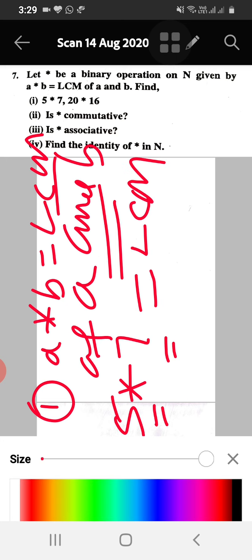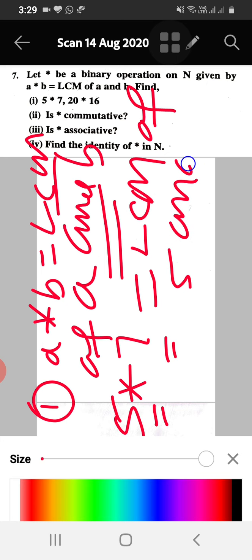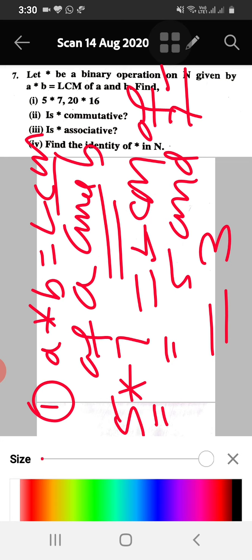So what is the meaning here? 5 star 7 means LCM of 5 and 7. What is the LCM of 5 and 7? That is nothing but 35. So this is for 1 mark. What is 5 star 7? LCM of 5 and 7, which is 35. It is a natural number. This is the first one.